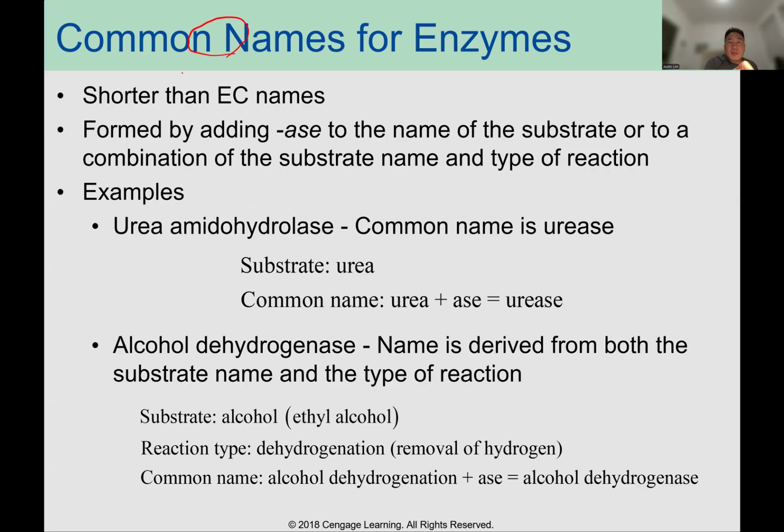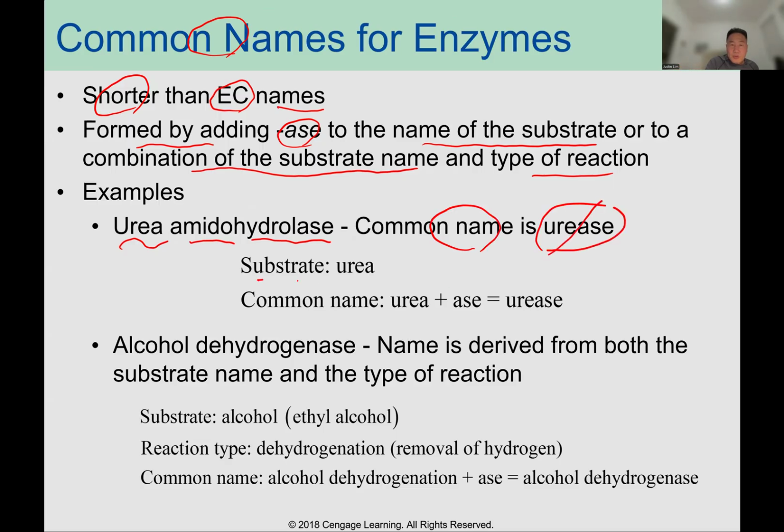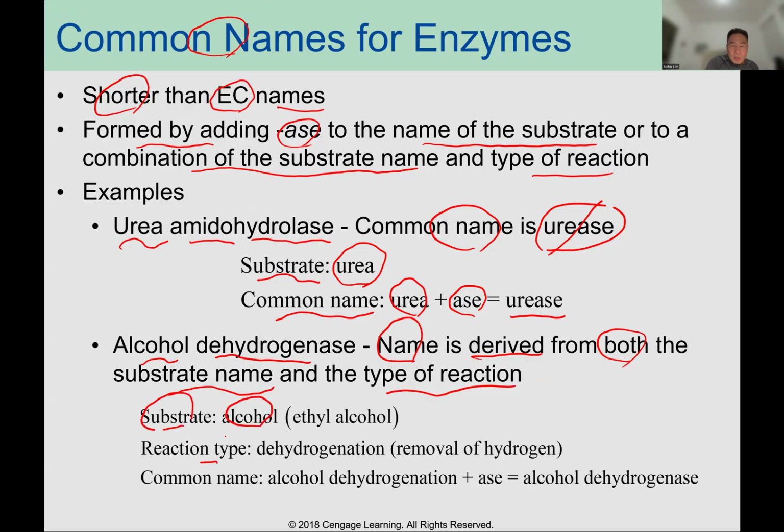Okay, common names for enzymes are shorter than Enzyme Commission names. They are formed by adding -ase to the name of a substrate, or to the combination of the substrate name and type of reaction. For example, urea amidohydrolase has the common name urease: substrate urea, plus -ase. So urease. Alcohol dehydrogenase is derived from both the substrate name and type of reaction: substrate alcohol, type of reaction dehydrogenation, and the ending -ase. So alcohol dehydrogenase.